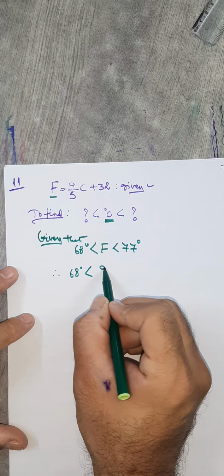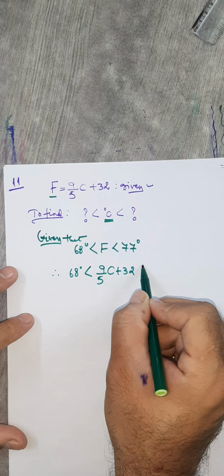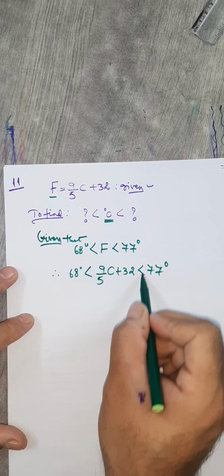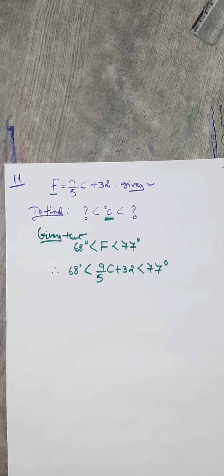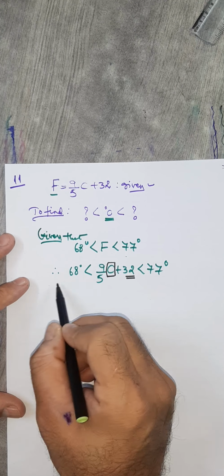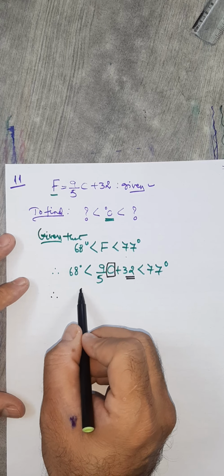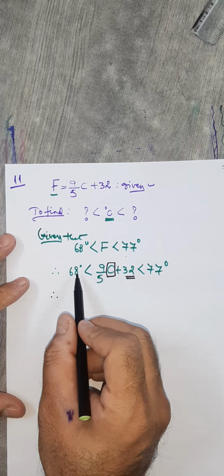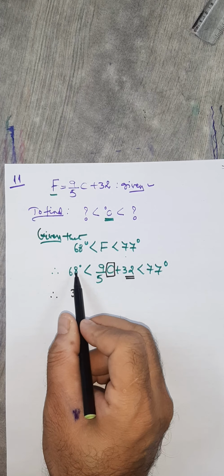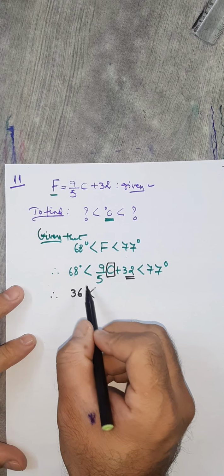68 degree as it is. What is the F here? 9 by 5 C plus 32 less than 77 degree. This is just the value of F. Now you want C alone, remember, you want this much only. So first subtracting 32 from this inequality. So if I subtract 32 here, this would be how much? It would be 36. 68 minus 32, that's 36 degree.